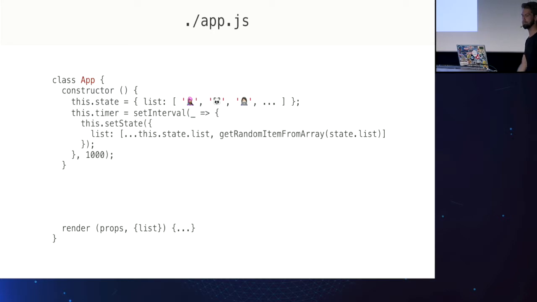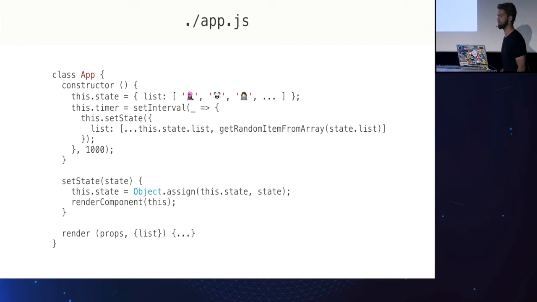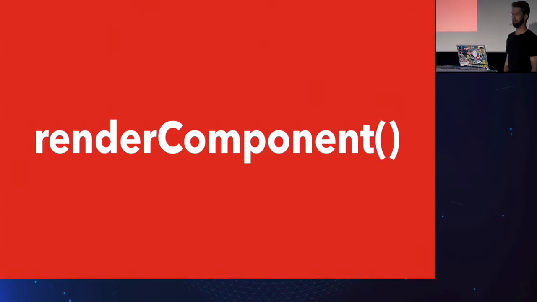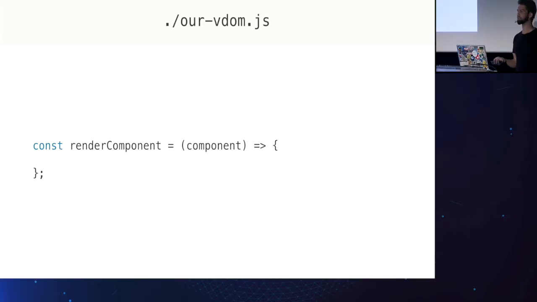So I bring in the timer in the constructor, same thing, right? State updates every second, and it calls setState. And setState, all it does is take the state I already have, then I'm calling Object.assign, and then I'm calling renderComponent. And I'm not using too many emojis in my slide, but this is programming art. Oh my god. So renderComponent is an independent function that accepts a component.